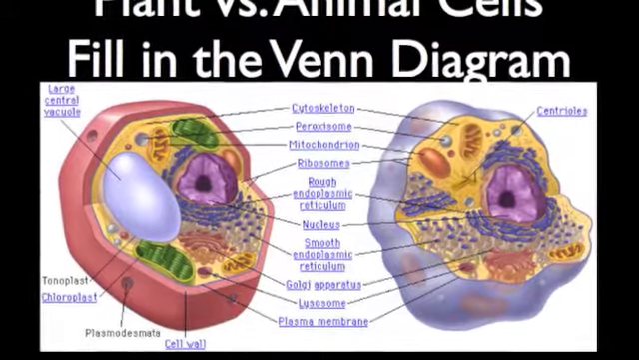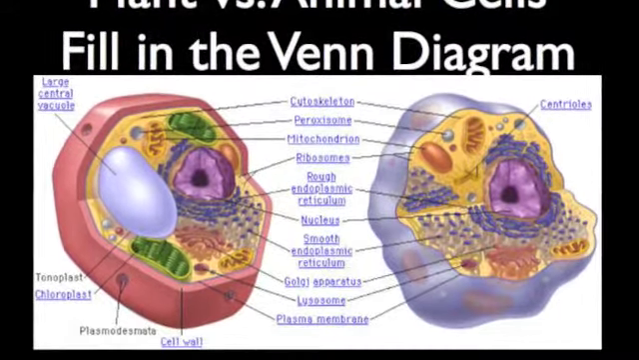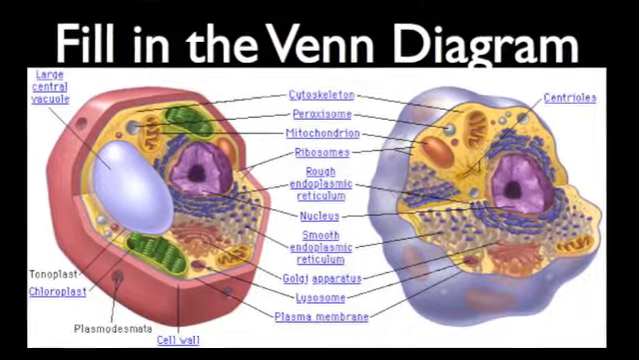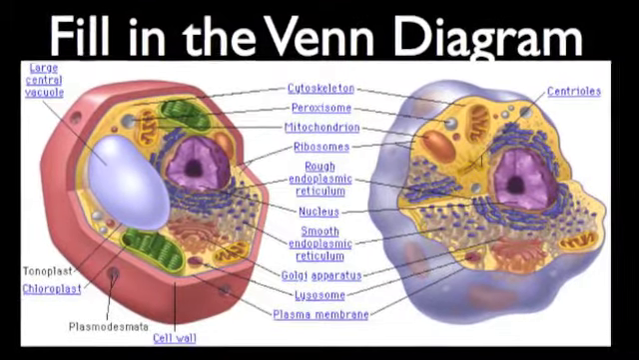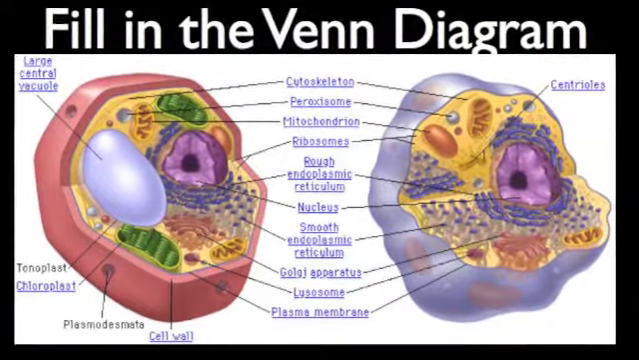You need to take some time and fill in the plant versus animal Venn diagram. Just put the parts where they belong, whether they belong with both or just in the plant or just in the animal.